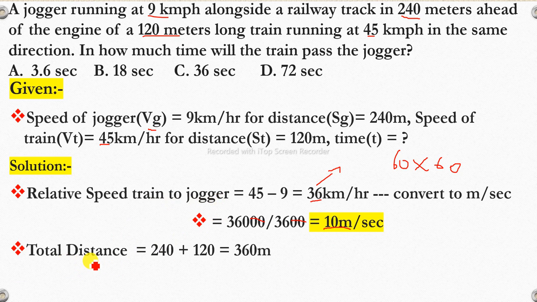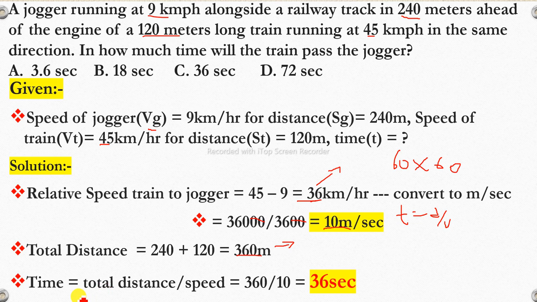The total distance they cover is the sum of the distance covered by the jogger and the train, so we get 360 meters. Then to get the time, it is simple after this, because time is equal to distance over speed, the relative speed of the jogger and the train. So time is equal to total distance over speed: 360 divided by 10 is equal to 36 seconds. So this is the answer; alternative C is the correct answer.